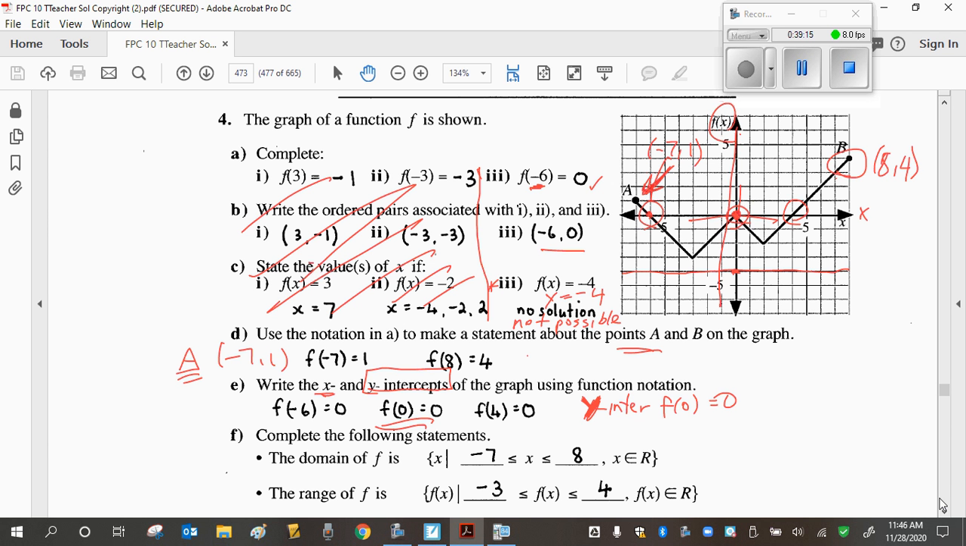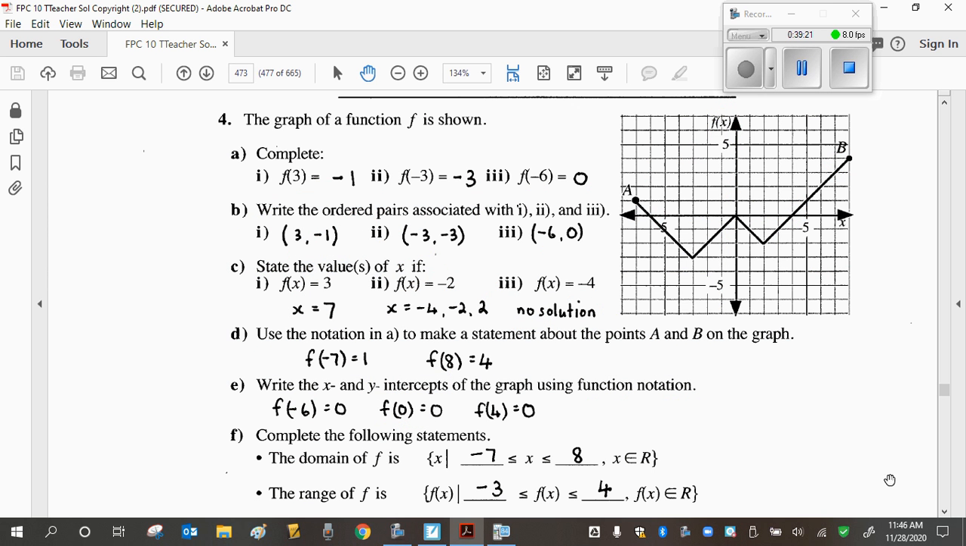Domain and range. Domain and range is how far does this graph go? It goes from -7 to 8. How far up and down does it go? The lowest point is at -3, and it goes this high to 4. -3 to 4.